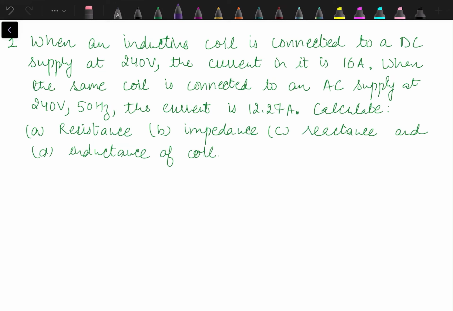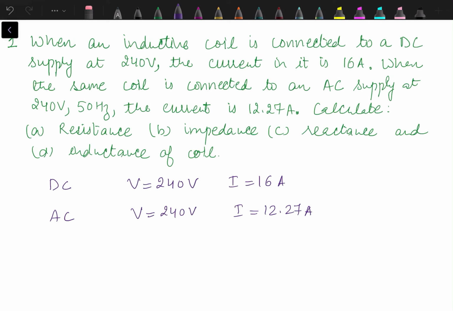when an inductive coil is connected to a DC supply at 240 volt, the current in it is 16 ampere. So what is given? We have a DC source, then voltage is 240 volt and current is 16 amperes. When the same coil is connected to an AC supply at 240 volt, the current is 12.27. Now when the source is AC source, voltage is the same 240 but current is different, it's 12.27 amperes. Calculate the resistance, impedance, reactance and inductance of the coil.